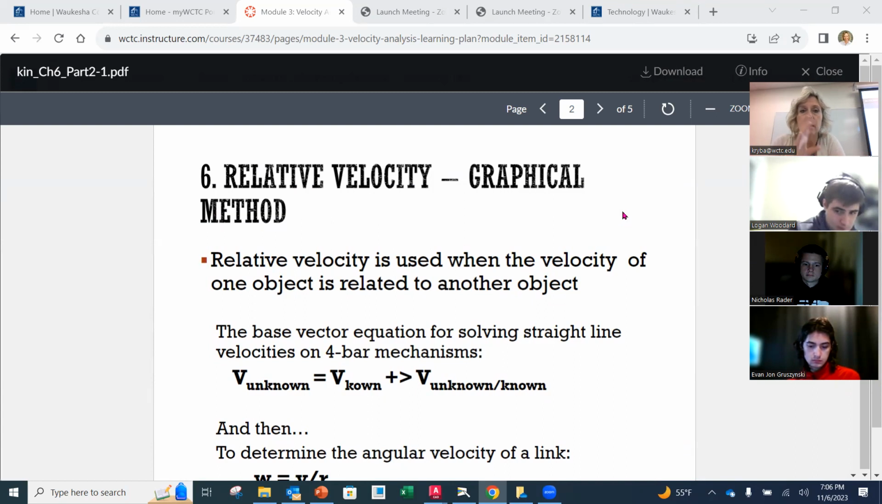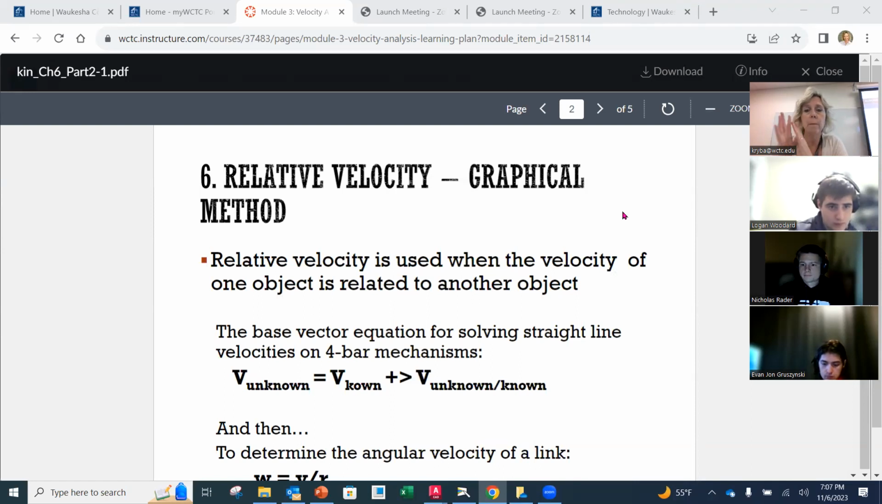So up until this point, the first part of chapter 6 was looking at a single link and the relationship between the angular velocity on it and the straight line velocity on any point along that link, depending on how far it was from the center of rotation. But now the relative velocity method is looking at when we have a couple different links together in a mechanism, a 4-bar mechanism specifically, how we can determine velocities of elements that are dependent on rotations or positions of other linkages, okay?